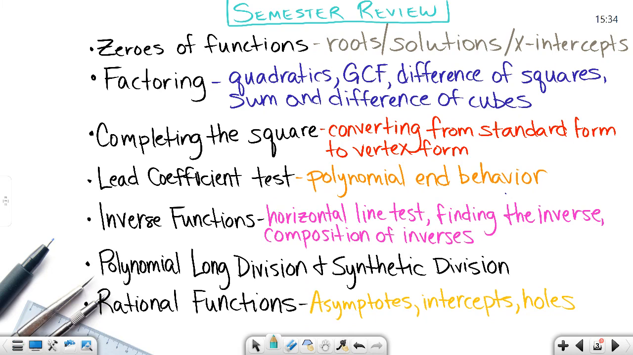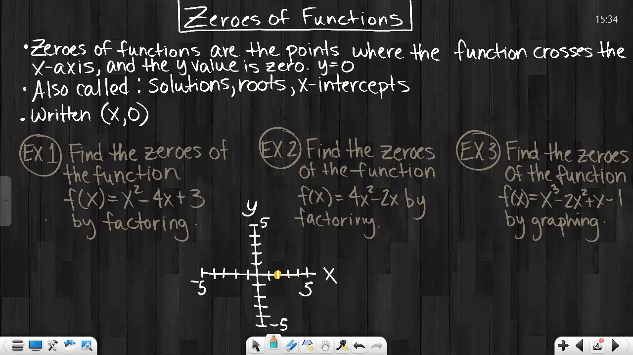So let's get started. The first topic on the list is zeros of functions, which is where a function crosses the x-axis. These are also called roots, solutions, or x-intercepts. So we're going to go to the next page, and remember, all of these are going to be placed in your Canvas, not only the videos and the links, but I'm going to have this PowerPoint available for you as well with all my work on it. So here's the first slide.